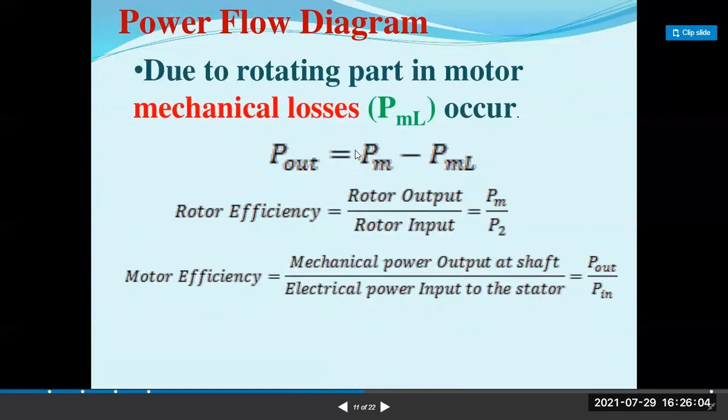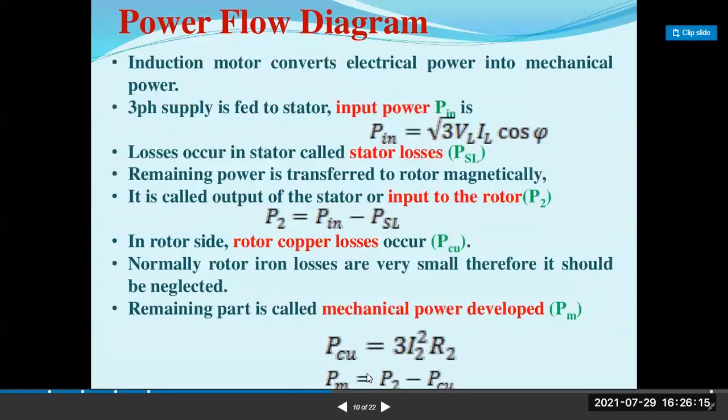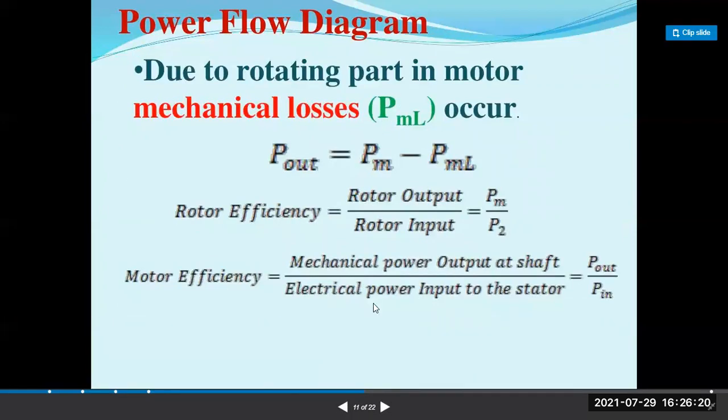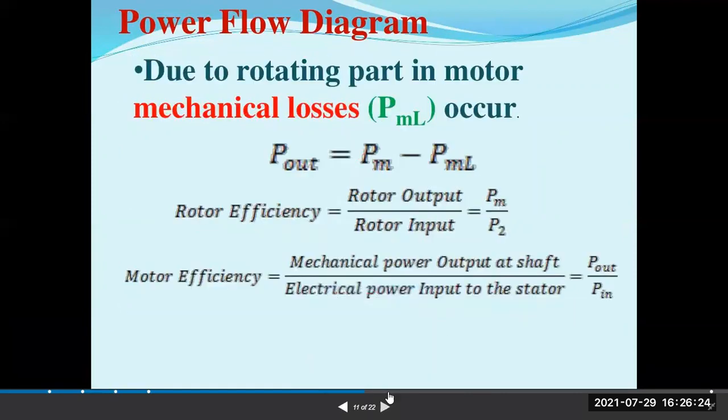You can put the PM, that is the mechanical power developed, as P2 minus the rotor copper loss, that is P2 minus PCU. Now P2 can be put as P input minus PSL, the stator loss. So P input minus PSL minus PCU minus PML will give you the total output of the motor.